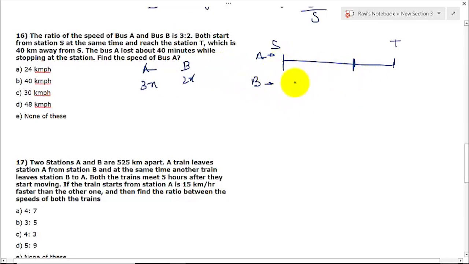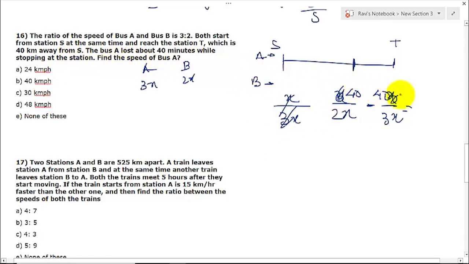because total time taken by B will be how much? That is distance by speed. So let us assume the distance to be x. Speed of A is how much? 3x. So time for B will be 2x. So let us take this first, then x by 3x. So difference is how much? Distance they have given you 40, here also 40. Total time difference is how much? 40 minutes, that is 40 by 60. Okay, so this 40 and 40 get cancelled.